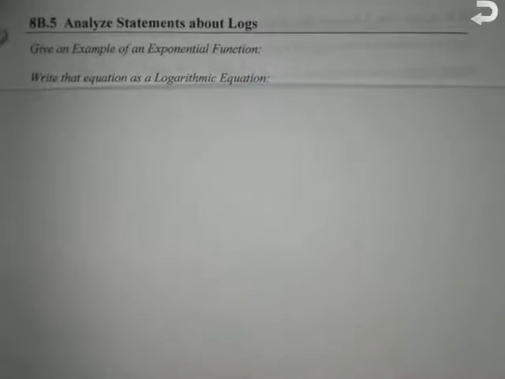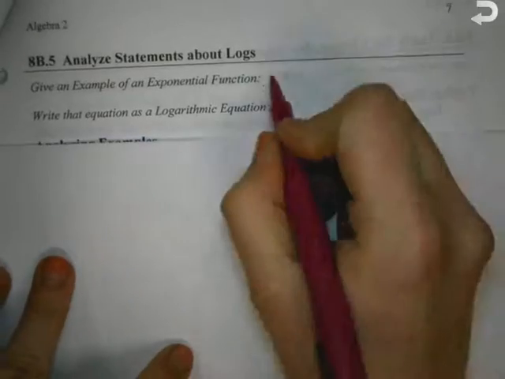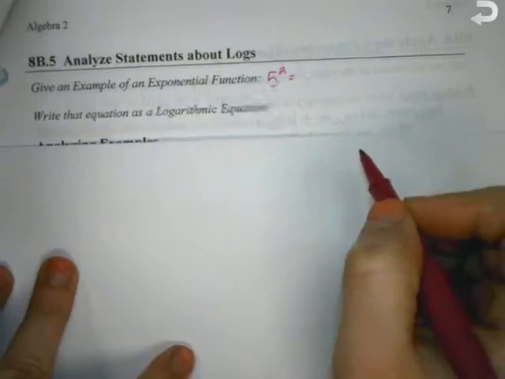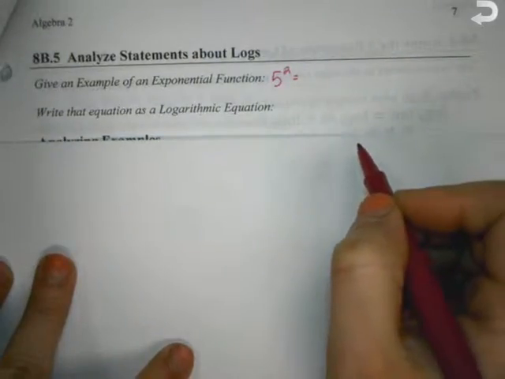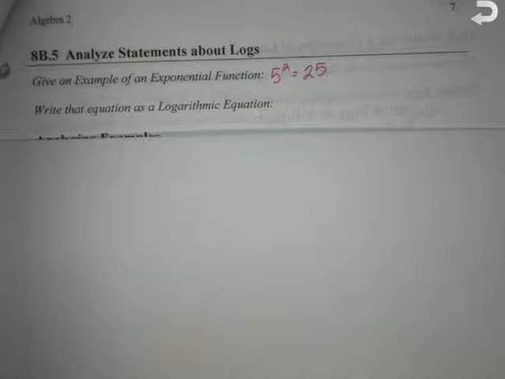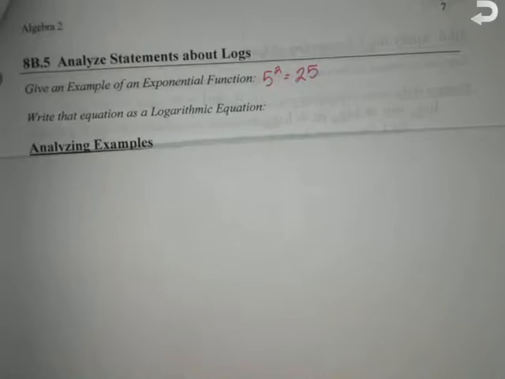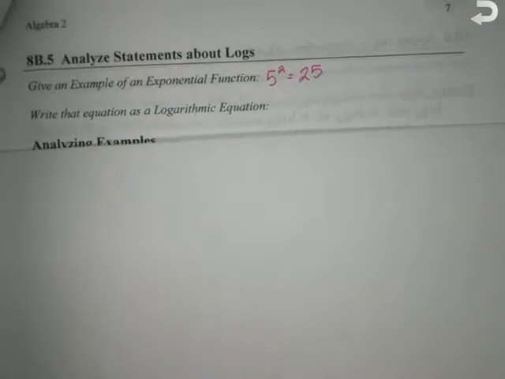8B.5, we're just going to be looking at statements about logs, rewriting them, kind of like a review of what we've done so far. Can somebody give me an example of an exponential function? We can go even simpler than that. How about 5 squared equals what? 25. 5 squared equals 25. That's an exponential function. We have an x, we have a y, and it's an equivalent equation. So how would you write that as a logarithmic equation?